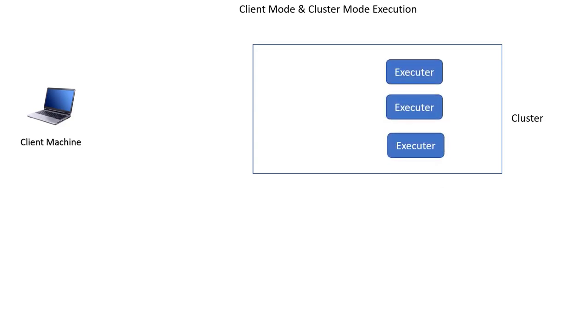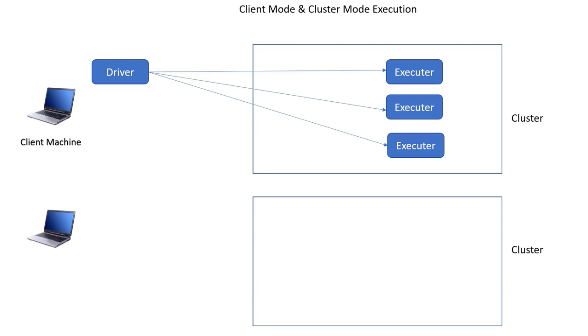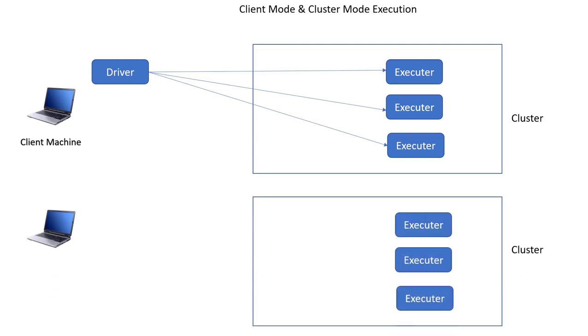So, executors, as I told you, will always be on the cluster side only, but the driver can be on the client machine. If the driver is on the client machine, then it is the client mode. So, the job is submitted to the driver and it gets connected with the executors. And in the second scenario, where the driver is inside the cluster, it is called the cluster mode.